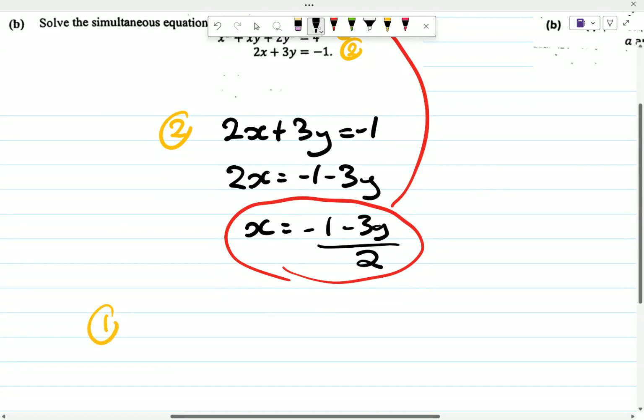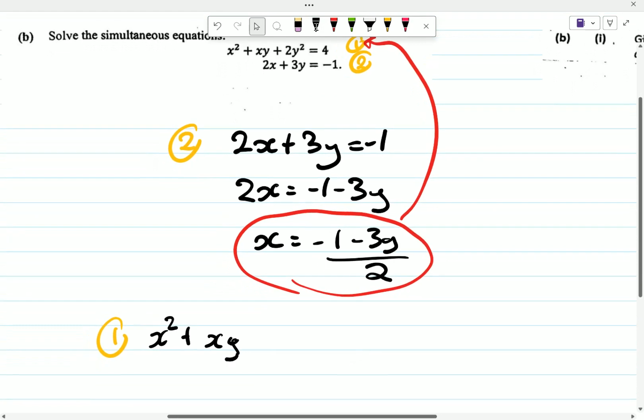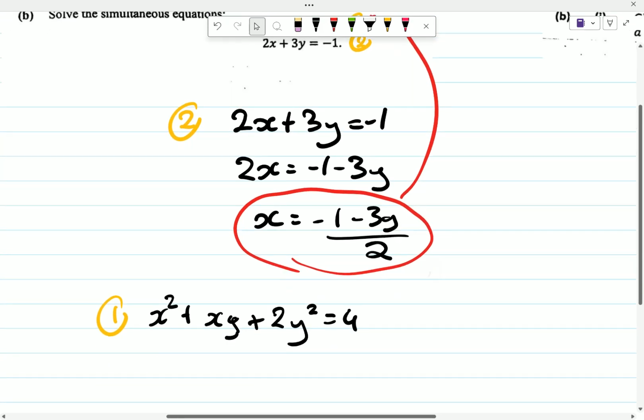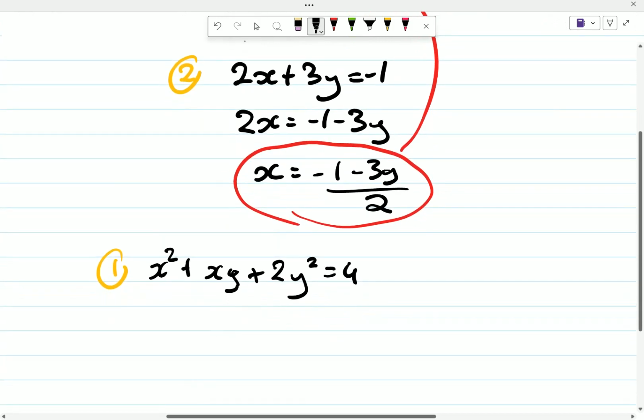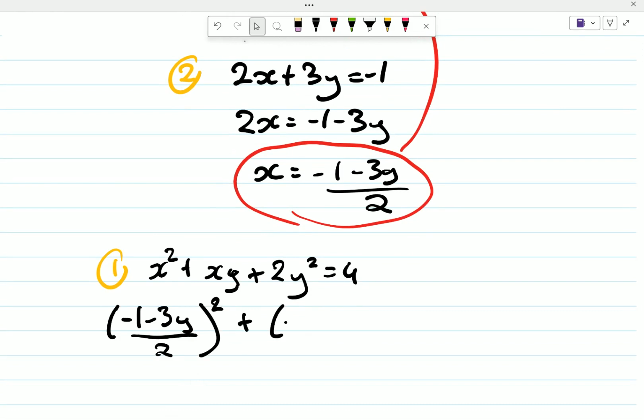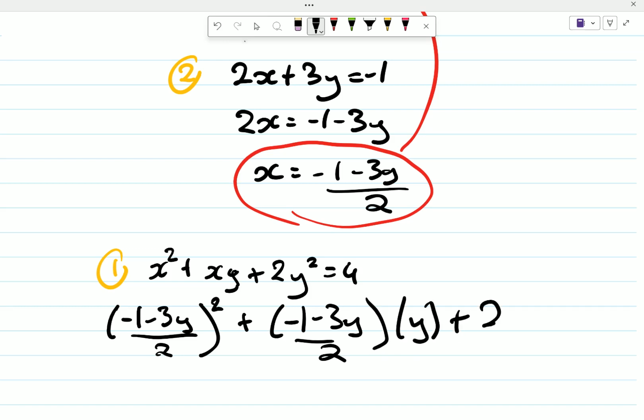So equation 1 reads x squared plus xy plus 2y squared is equal to 4. And basically we're just going to put in our value for x. So that's minus 1 minus 3y over 2, and that's to be squared, plus minus 1 minus 3y over 2 times y, plus 2y squared is equal to 4.